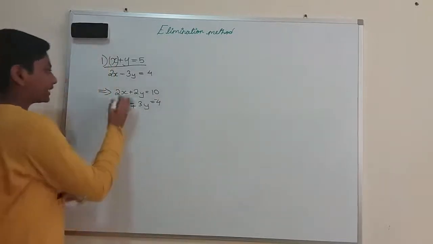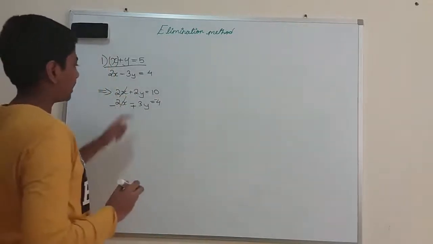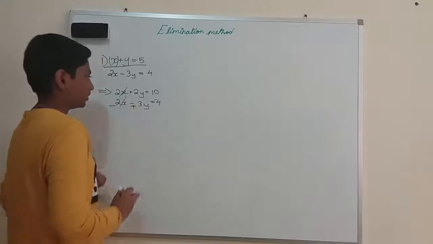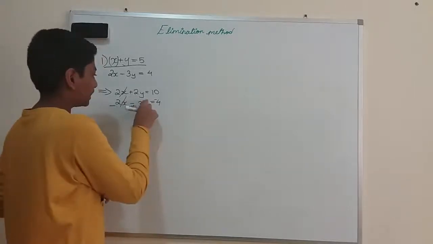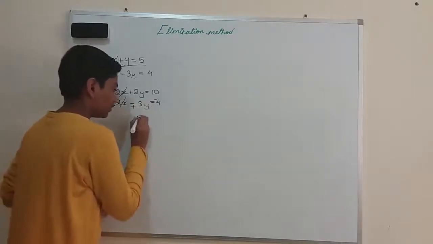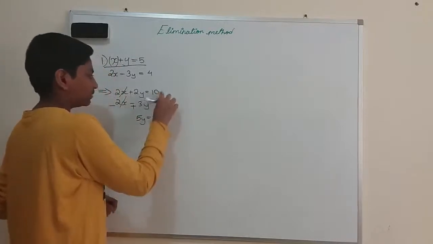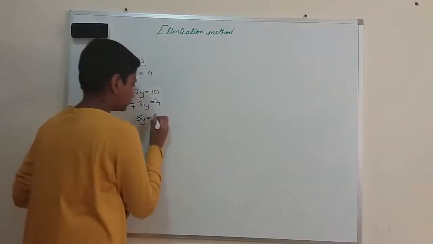Now we can cancel these both. The rest of what we have is 2y plus 3y. So we'll just solve them. 2y plus 3y gives 5y, and 10 minus 4 gives 6.